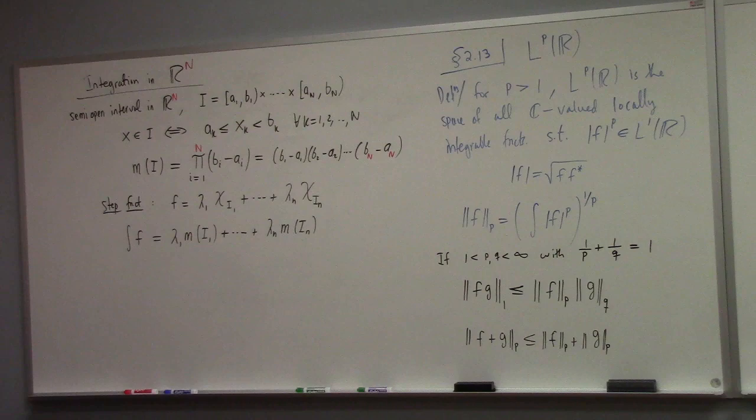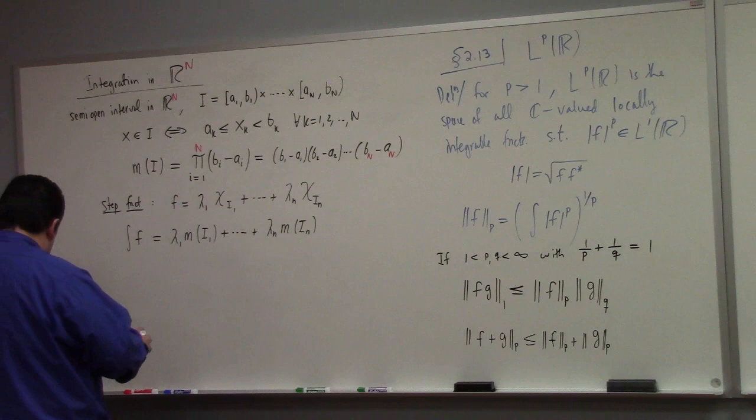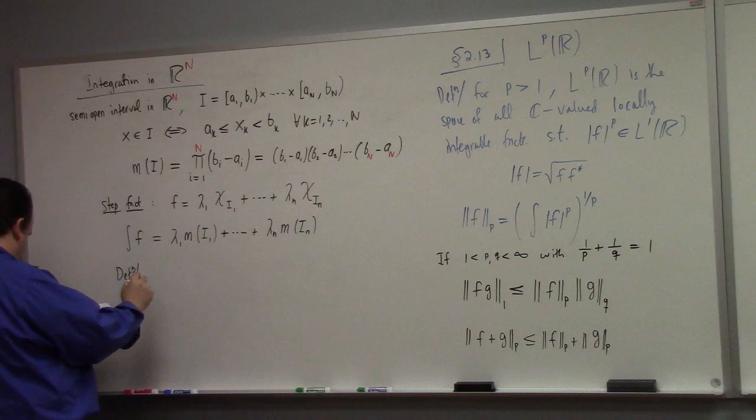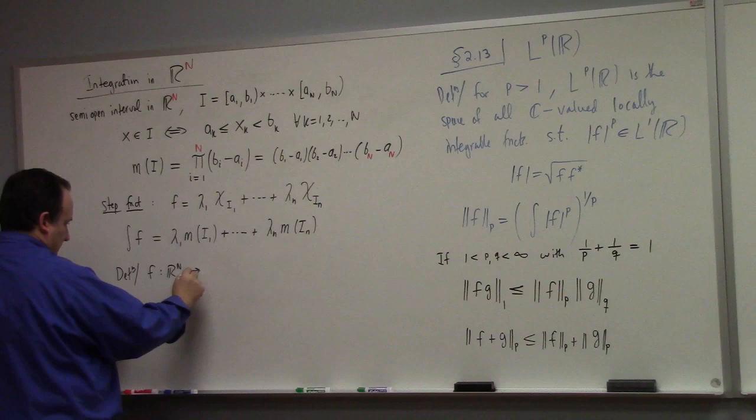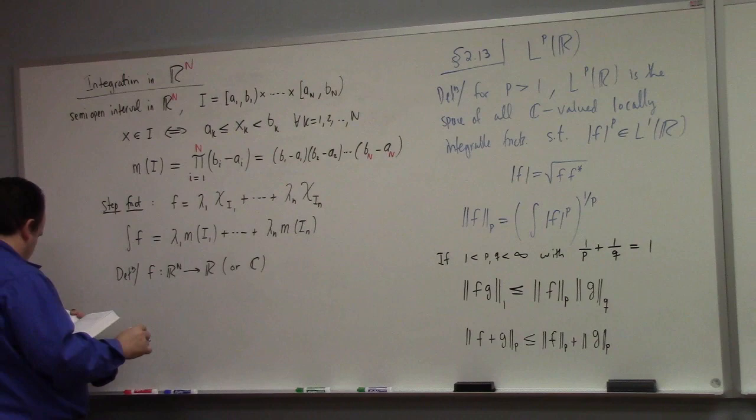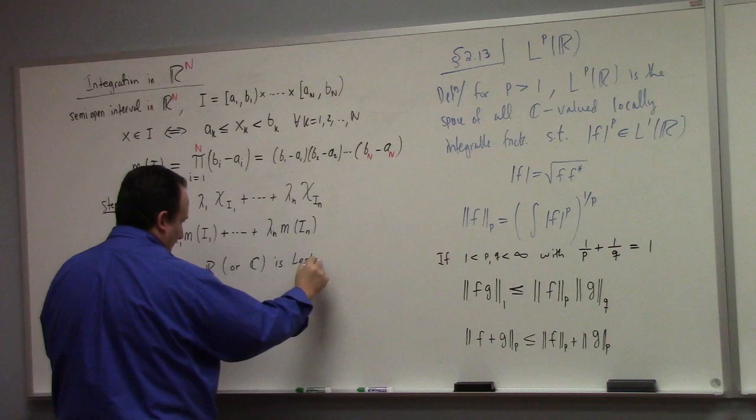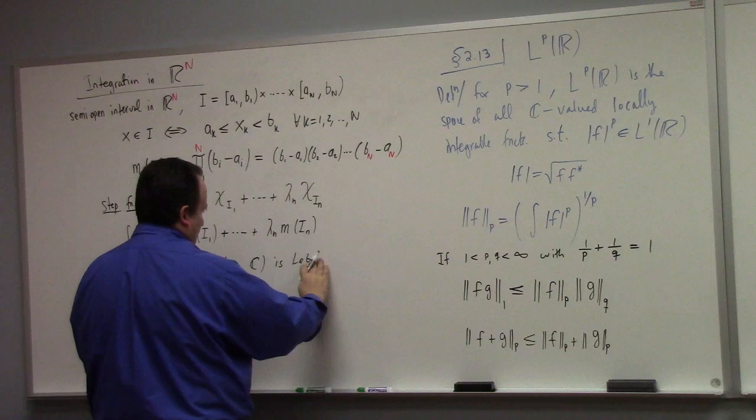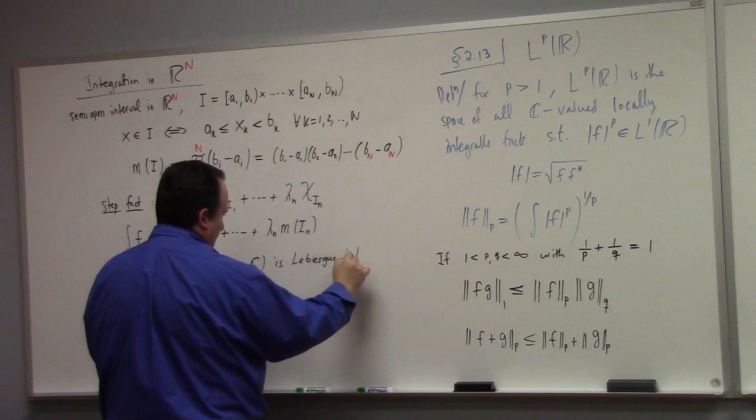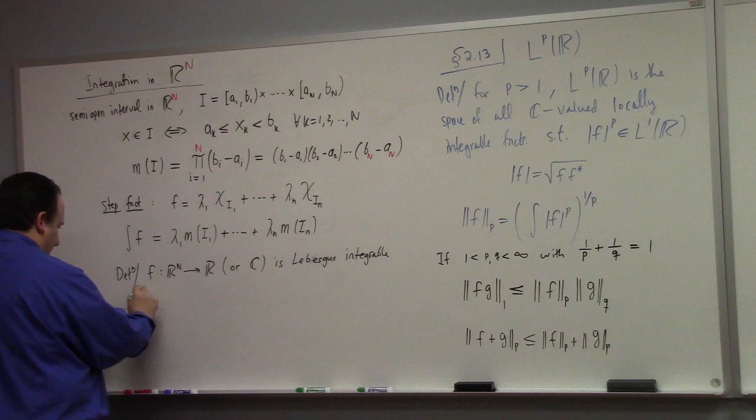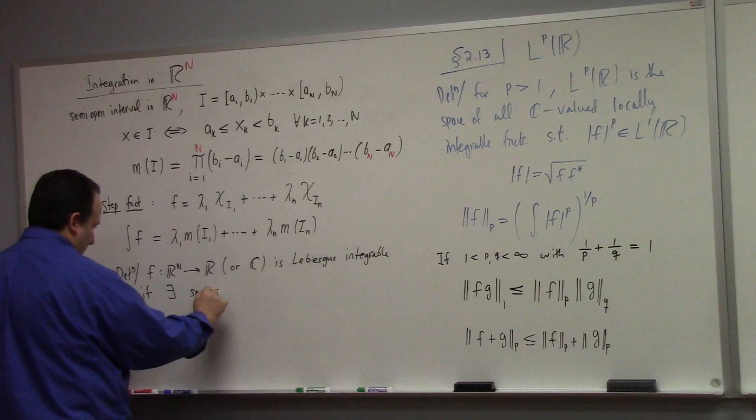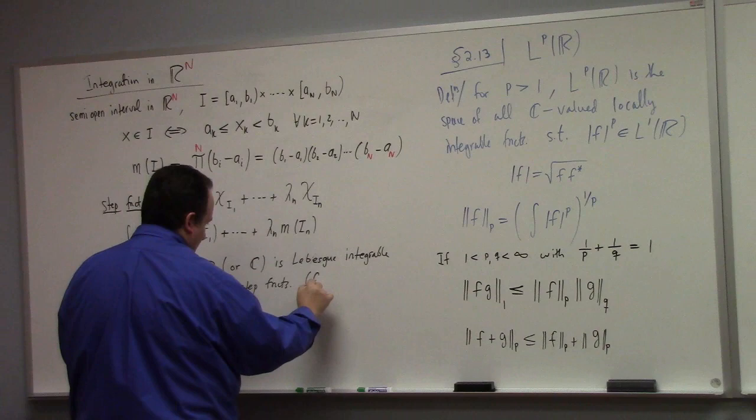And then you can define a Lebesgue integrable function on Rn. What's the definition? Definition. A function f from Rn to R or C, he mentions it, he fesses up, you could go R or C here, is called Lebesgue integrable. I always misspell it. Lebesgue integrable, if there exists a sequence of step functions such that what?